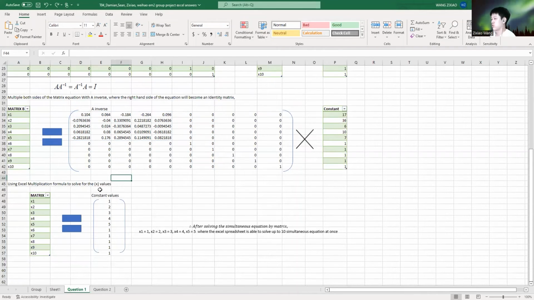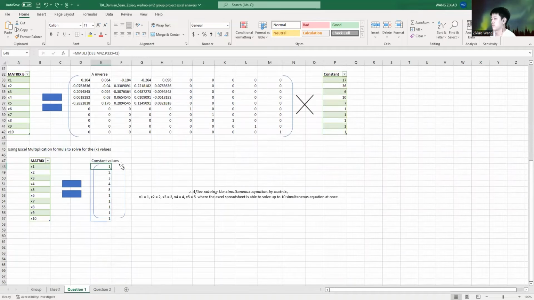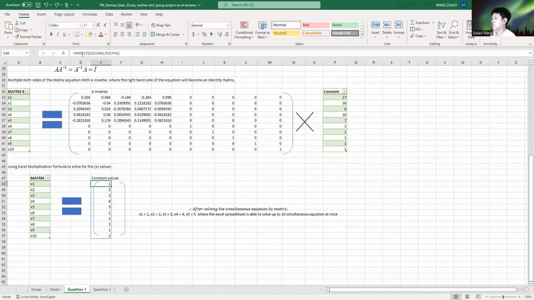And to solve all of these x values, we also include a command which is MMULT, and this includes all the inverse matrix and also the constant values of the equation. So the answer of this question is x1 equals 1, x2 equals 2, x3 equals 3, x4 equals 4, x5 equals 5. So after solving this simultaneous equation by matrix on Excel, we know that the whole Excel spreadsheet is able to solve up to 10 simultaneous equations at once.